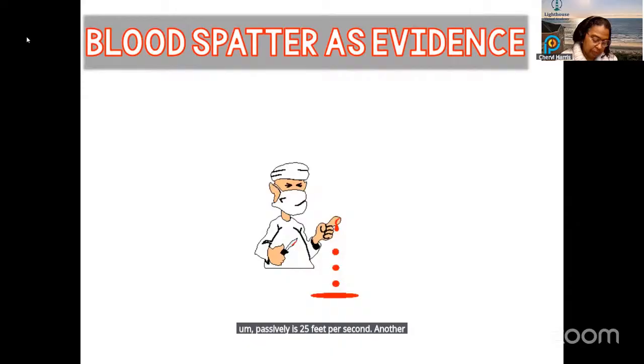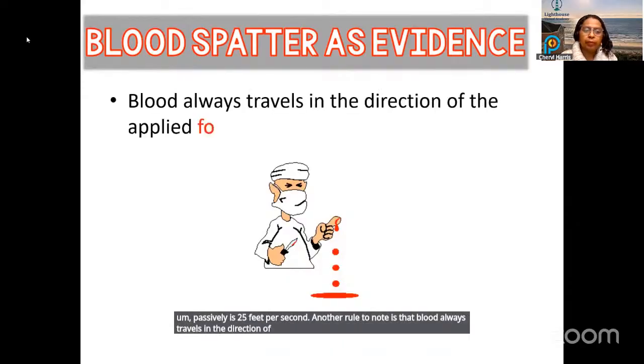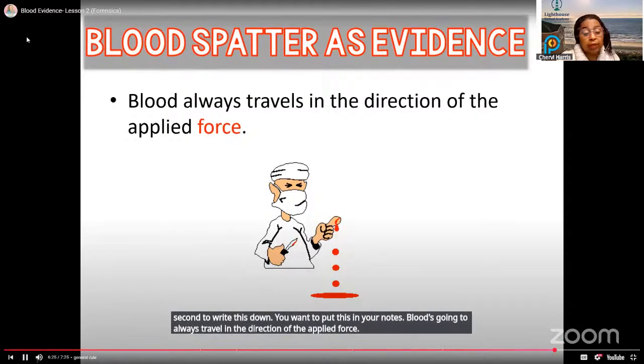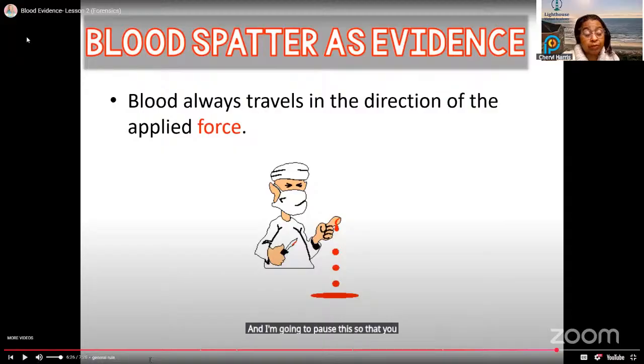Another rule to note is that blood always travels in the direction of the applied force. So I'm going to give you just a second to write this down. You want to put this in your notes. Blood's going to always travel in the direction of the applied force. I'm going to pause this so that you can write that down too.